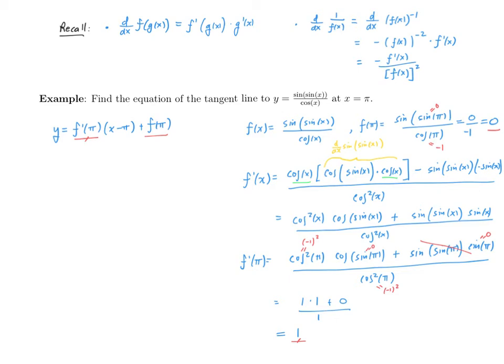And the equation of our tangent line, if we now tie this all back together, we have y is equal to 1 times x minus pi plus 0. And you could leave it in that form, or I'll write this simply as y equals x minus pi.